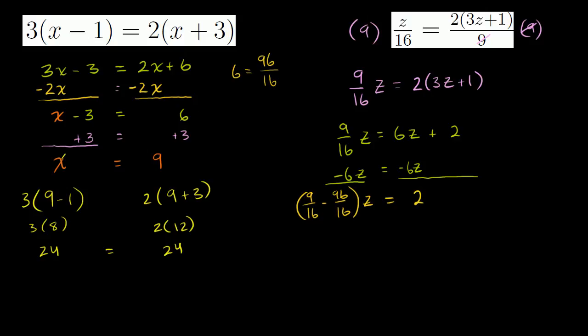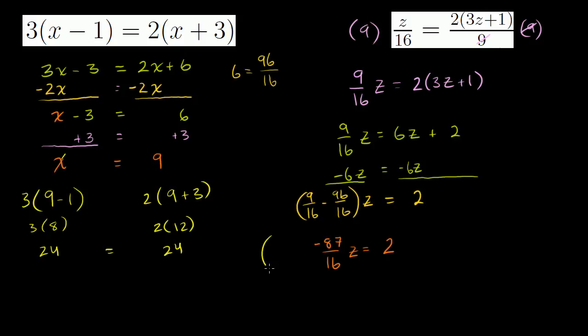So what does this equal right over here? Let me do it in orange. 9 minus 96. Well, let's see. The difference between 9 and 96 is going to be 87. And of course, we're subtracting the larger from the smaller, so it's going to be negative 87 over 16z is equal to 2. And we're almost there. We just have to multiply both sides of this equation by the inverse of this coefficient.